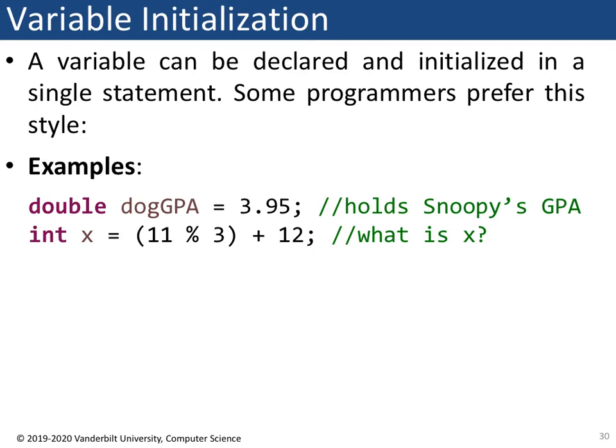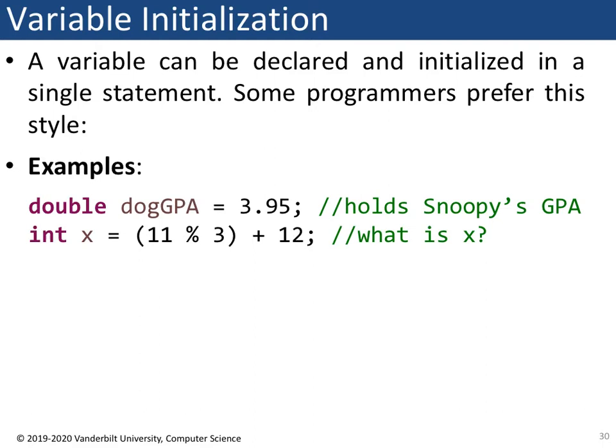We've mentioned this, but just to make sure that it's very clear, you can both declare a variable and assign a value in the same statement. So to declare a double called dogGPA and assign the value 3.95, we can use the statement double dogGPA, assignment operator, then the double literal 3.95 terminated with a semicolon. This statement is going to both declare dogGPA as a double variable and assign it the literal value 3.95.